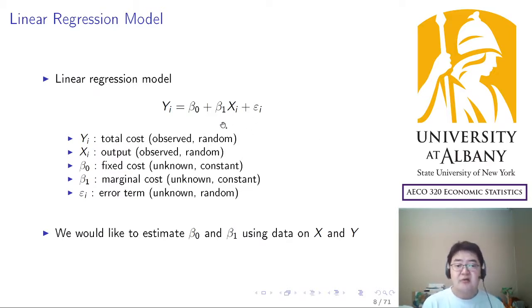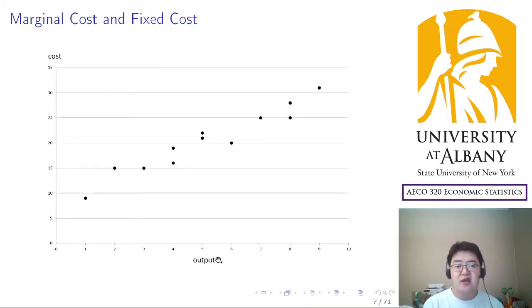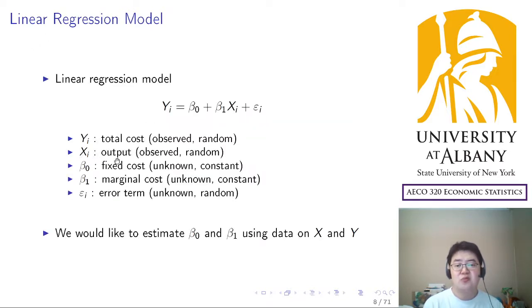Here, I explained the properties of each variable. So y and x are our observations. From our data, we have data about output and cost. So we know how much we produced in each month, and we know how much we spent in each month.